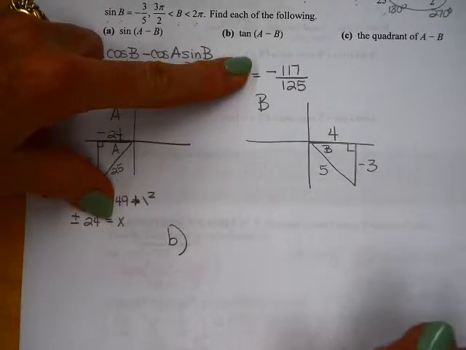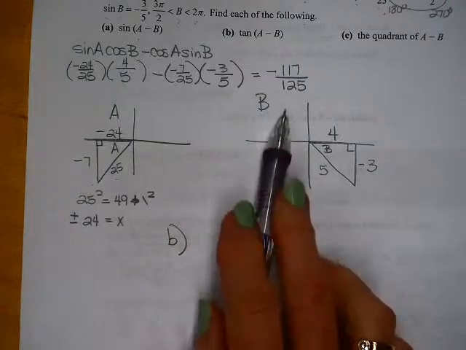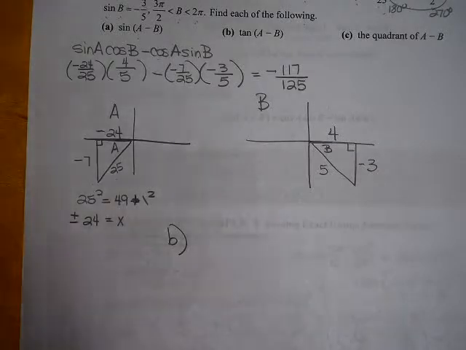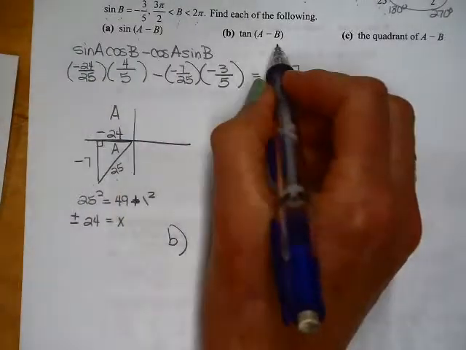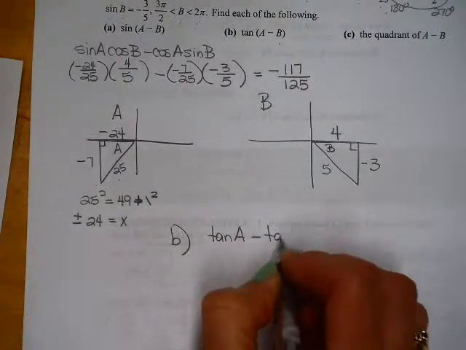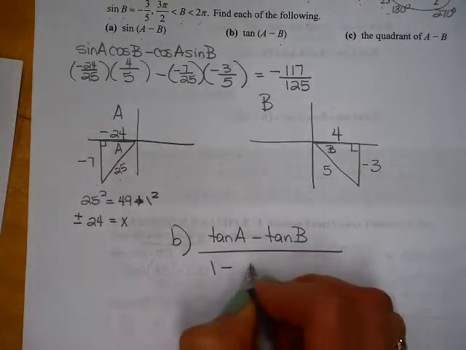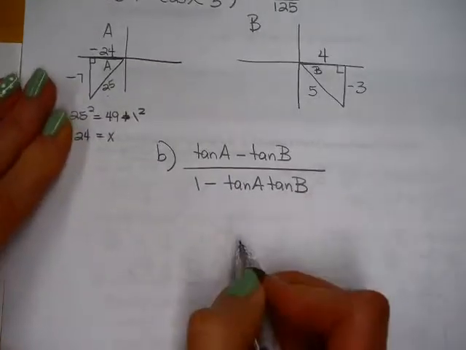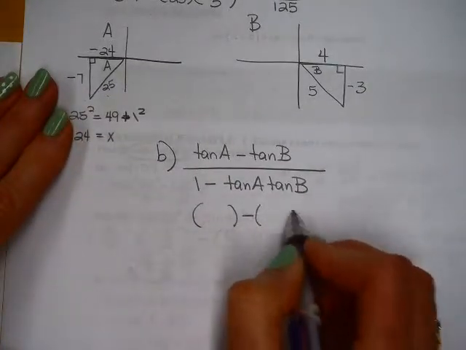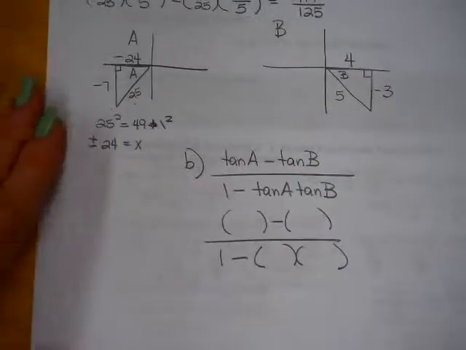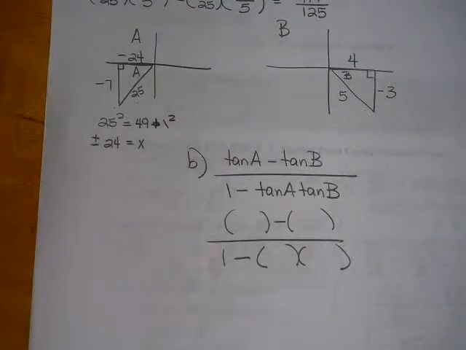It is a formula, but all the work is going to be here. All right. Tangent of A minus B. It is a formula. The tangent of A minus the tangent of B, over 1 minus tangent of A times the tangent of B. Parentheses where I need them. We drew our triangles. We've got everything we need right in front of us.